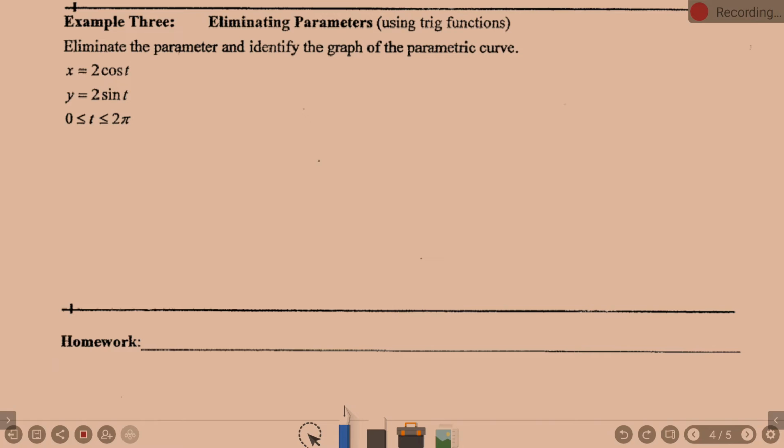Okay, example 3. Still technically the same idea. It's eliminating parameters. The catch here is that we have some trig problems, right? Thoughts of where to begin. Solve for t, which one? They both look the same. Let's go sine. In all honesty, does it really matter here at this point? No.